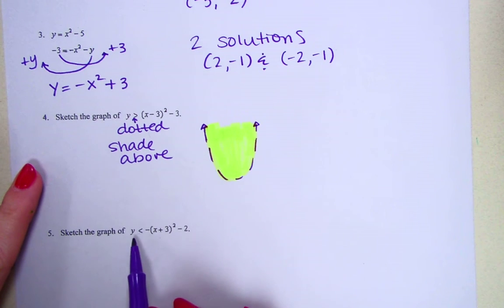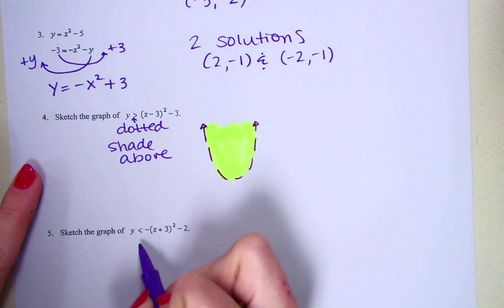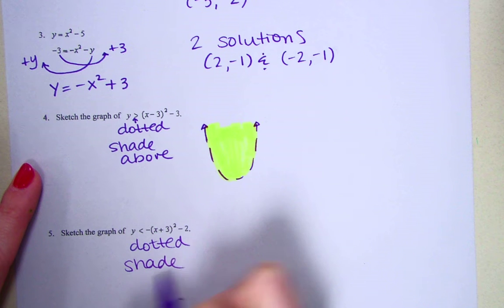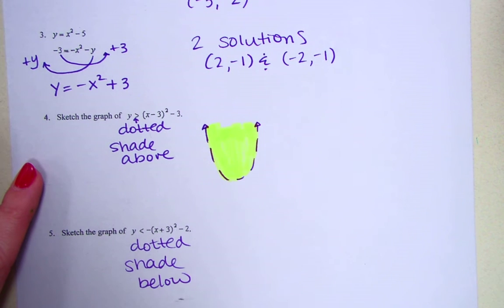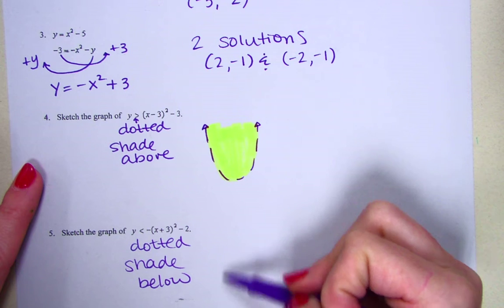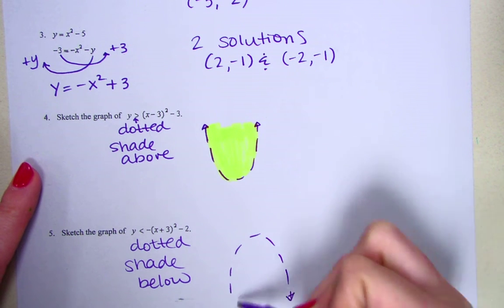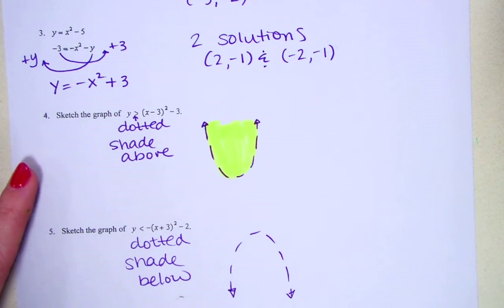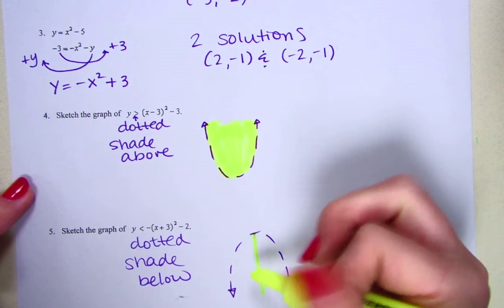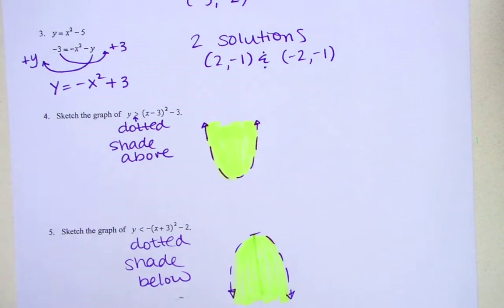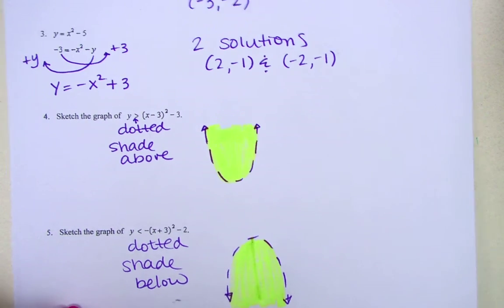And on number 5, this one is also going to be dotted, but it's less than. So it'll be dotted, shade below. And since it's got a negative in front of the parabola, it's going to open downward like a frown. So it'll look something like that. And if I start at the vertex and I go down, it'll look like that. Those should be pretty easy if you can keep up with what you're supposed to be doing.